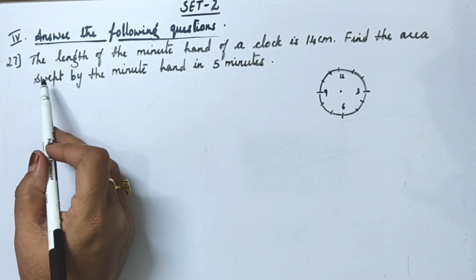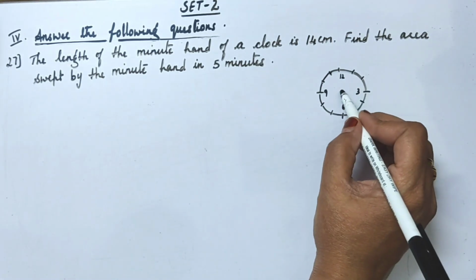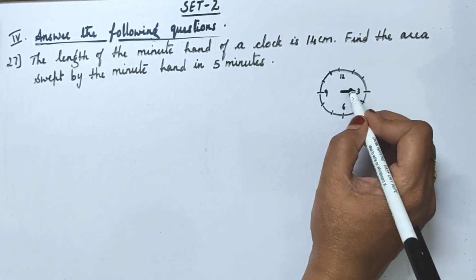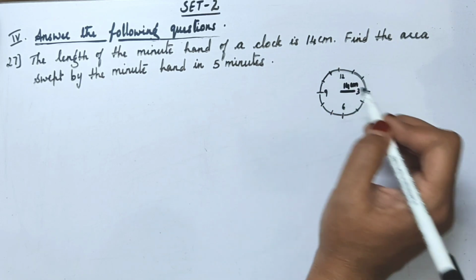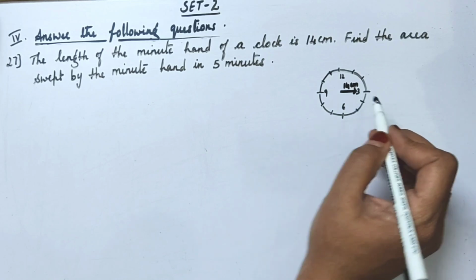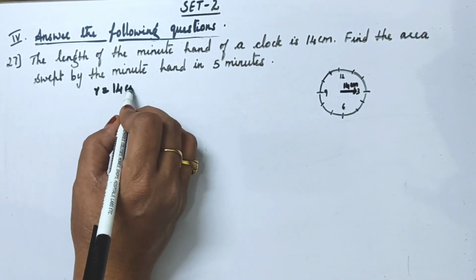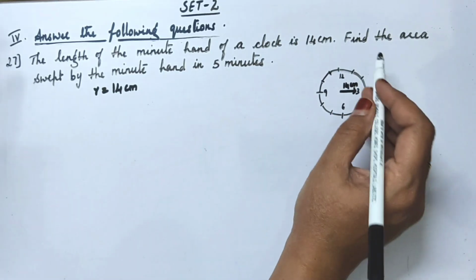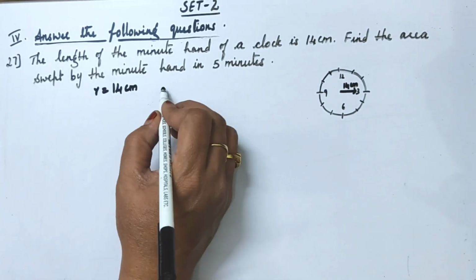Now we have got the next question: the length of the minute hand of the clock. Let us say the minute hand is 14 centimeter. Okay, this is a clock. So the length of the minute hand is 14 centimeter. I can say R equals 14 centimeter. Find the area swept by the minute hand in 5 minutes.